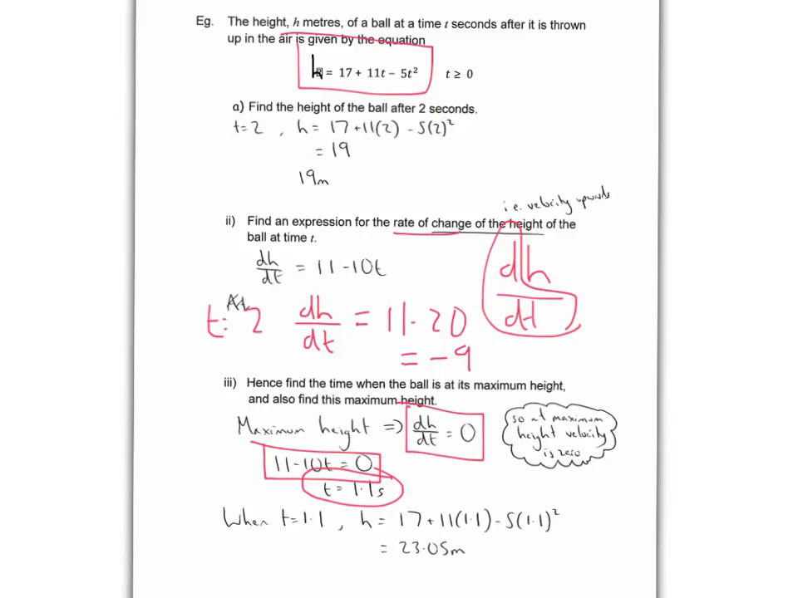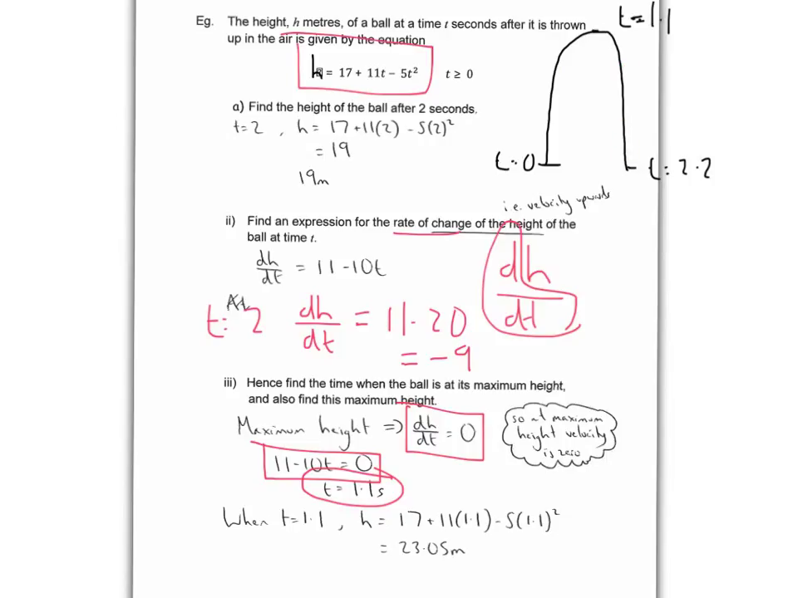So let's just maybe draw a little diagram of this. You throw it, it goes up, and it comes back down again. So it's thrown upwards at time t equals 0. It reaches a maximum when t equals 1.1. By symmetry, it will hit the ground again when t equals 2.2. It takes as long to go up as it does to come back down again.